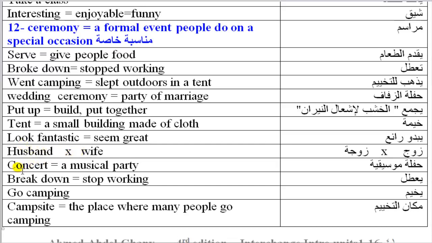Concert. O as a sound. A musical party. T soft D. British concert. American concert. هنطق ال O A في الأمريكان فقول concert، لكن في البريتش concert. A musical party. Party T soft D في الأمريكان. في البريتش party. Break down. Stop working.